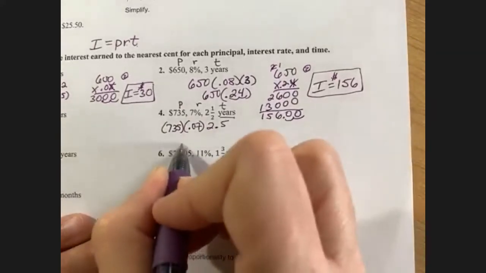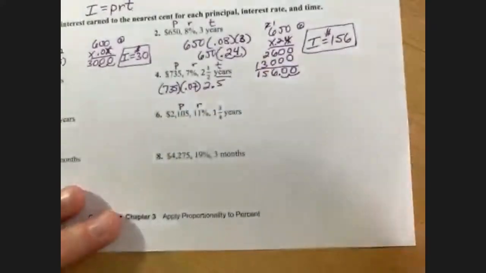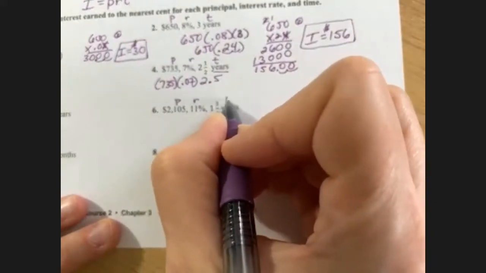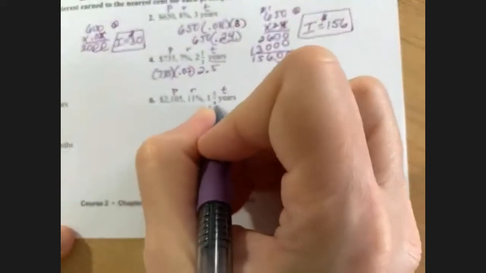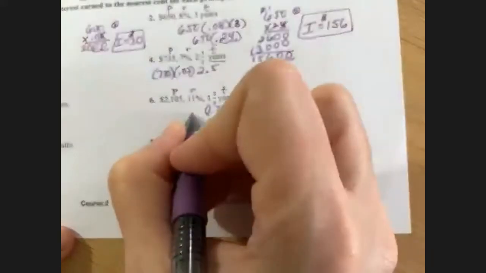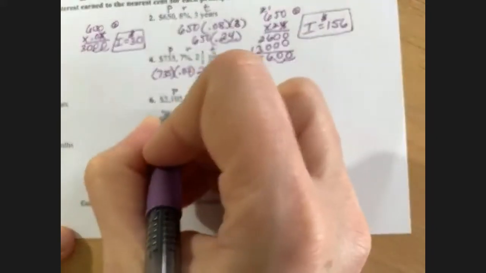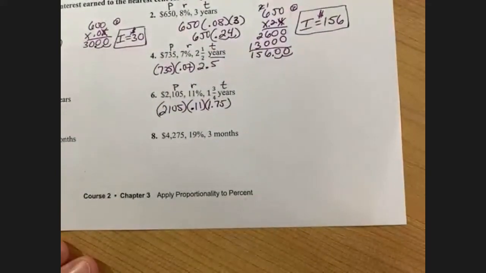So on this one, I have my principal of $2,105 at 11% interest rate. That's my rate over a time of 1 3/4 years. And again, it's in years, so we're good. And 1 3/4 is the same as 1.75. So I will be multiplying that by 0.11, and I'll be multiplying that by 2,105. Okay, so a lot of this is just setting it up. Interest equals principal times rate times time.